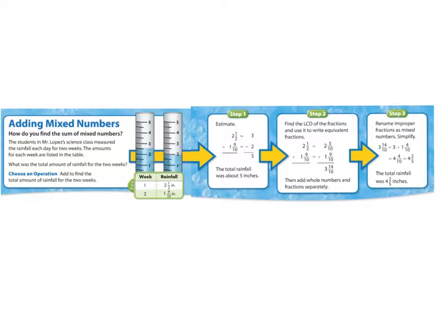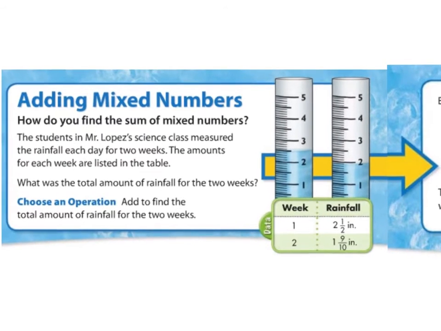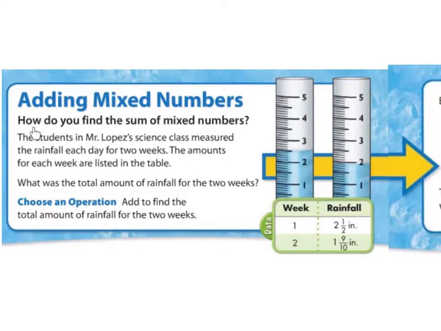Let's zoom in on our example. Adding mixed numbers. How do you find the sum of mixed numbers? The students in Mr. Lopez's science class measured the rainfall each day for 2 weeks. The amounts for each week are listed in the table. What was the total amount of rainfall for the 2 weeks?